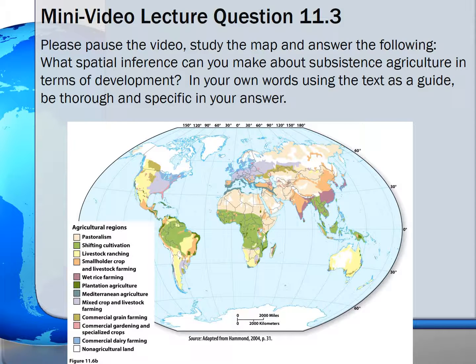Please pause the video, study the map, and answer the following. What spatial inference can you make about subsistence agriculture in terms of development? In your own words, using the text as a guide, be thorough and specific with your answer.